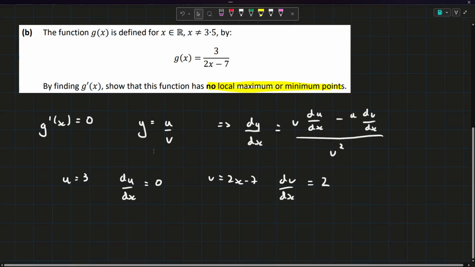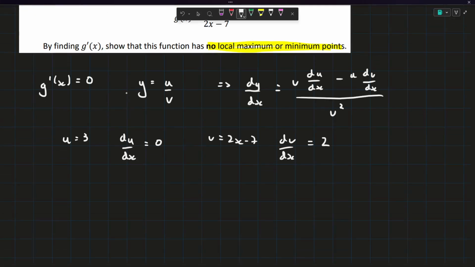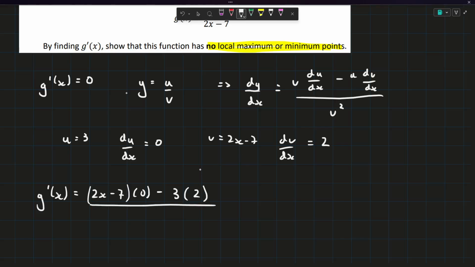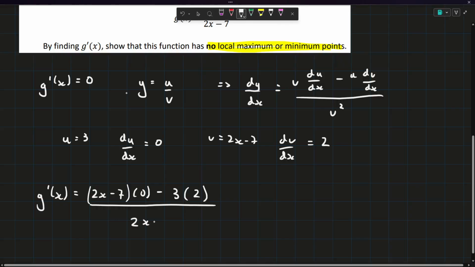So again, y equals u over v. That's the same as just saying the derivative dy over dx. In this case, we're just using g. So we're just going to say g prime of x equals. Then we're going to have v, which is 2x minus 7, multiplied by du over dx, which is just 0, minus u, which is 3, multiplied by dv over dx, which is 2, all divided by v squared. So it's going to be all divided by 2x minus 7, the whole thing squared.